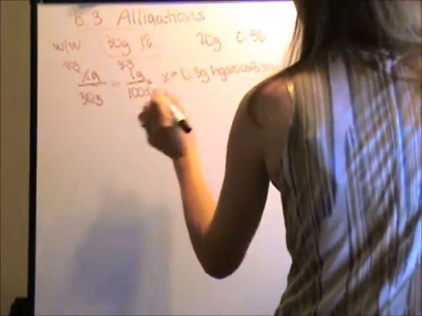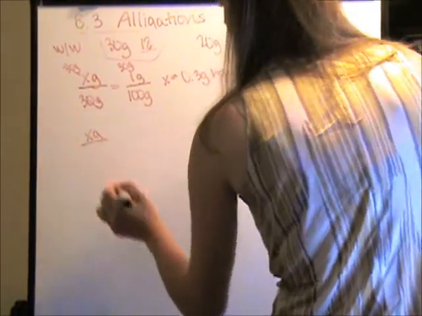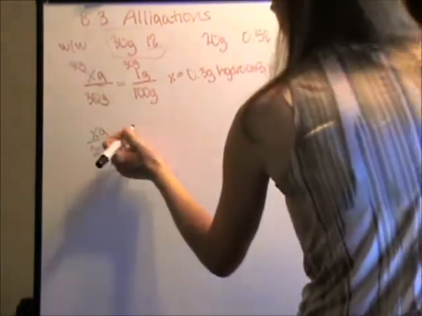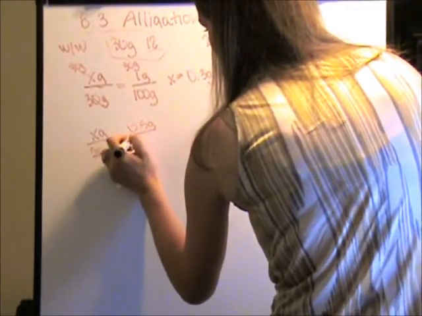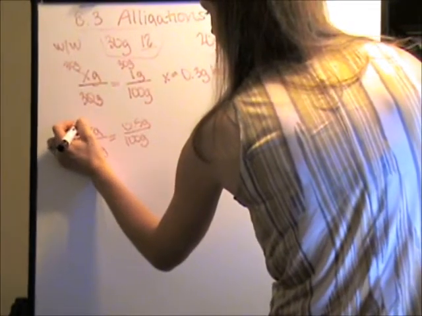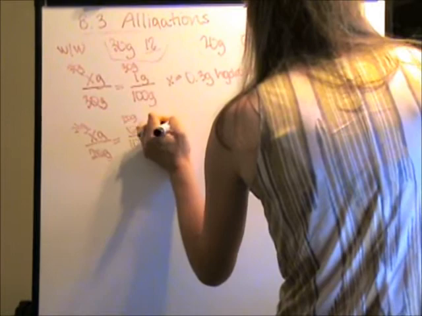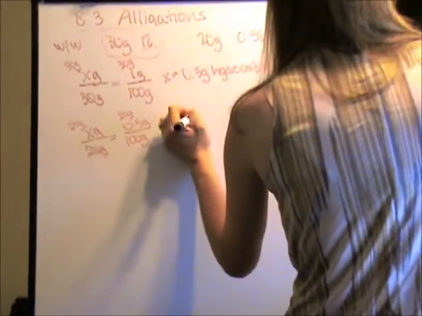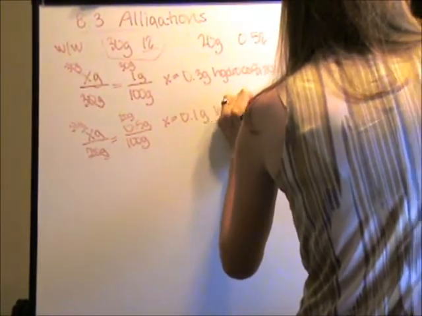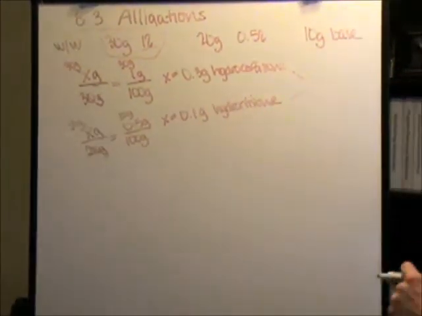Okay, so that was for that one. Now we need to solve for this one. So same thing, we're going to set up the proportion again. So we're trying to find how many grams over 20 grams, and it's 0.5%, so it's going to be 0.5 grams over 100, and we're ready to solve for x. 20 times 0.5 divided by 100 is going to be 0.1 grams of hydrocortisone. Okay, so now we know how many grams in each we need.